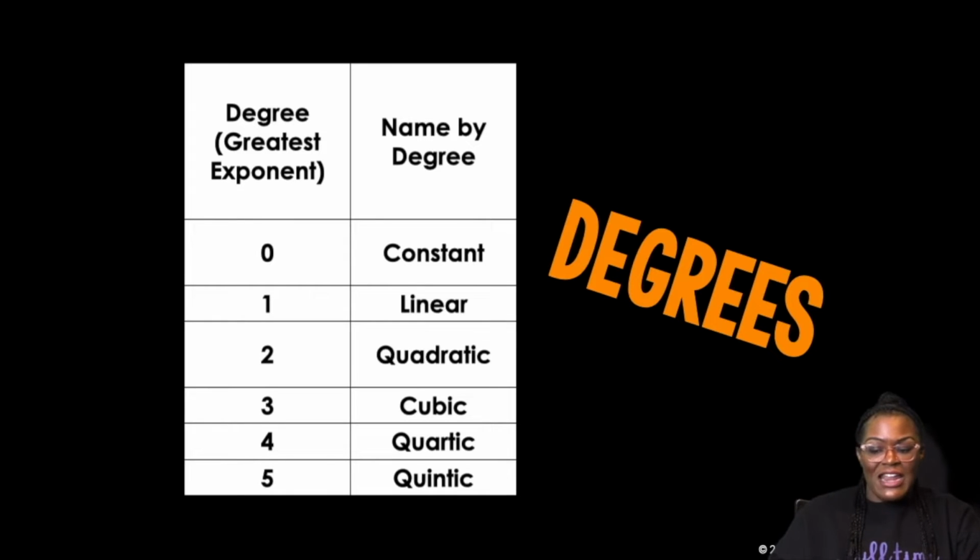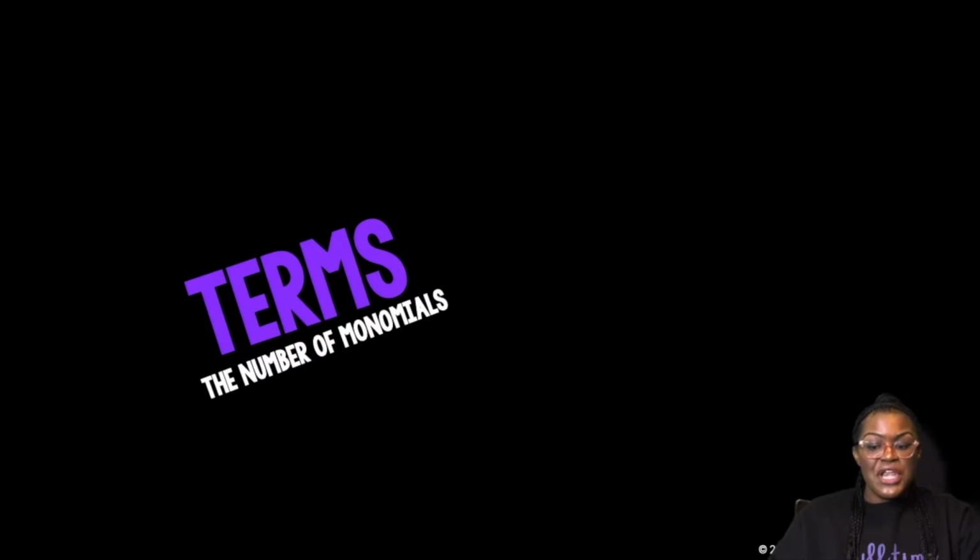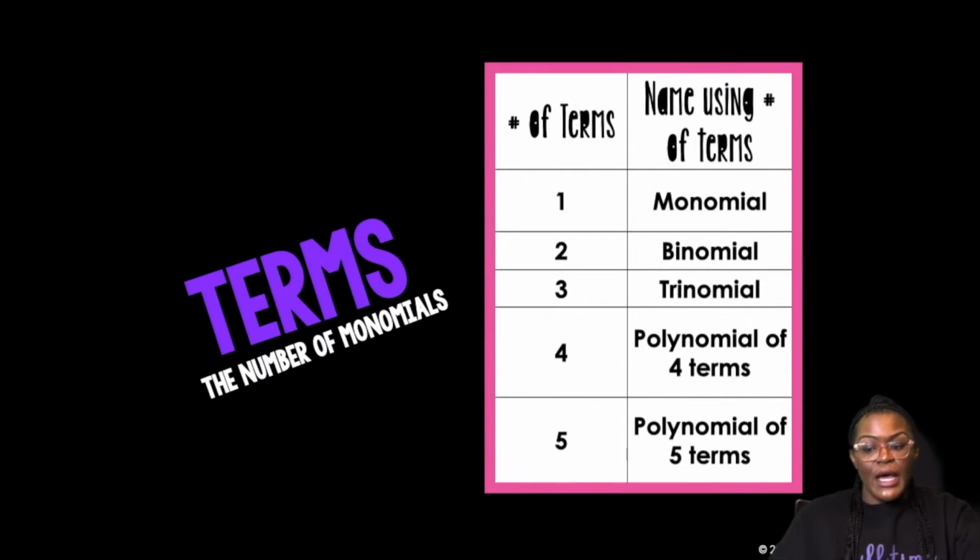And then you can categorize them by terms. So the number of monomials. If it has 1 term, I call it a monomial. If it has 2 terms, I call it a binomial. And if I have 3 terms, I call it a trinomial. If it has 4 terms, I just say a polynomial with 4 terms. If it has 5 terms, I say polynomial with 5 terms. And I move on with my life.